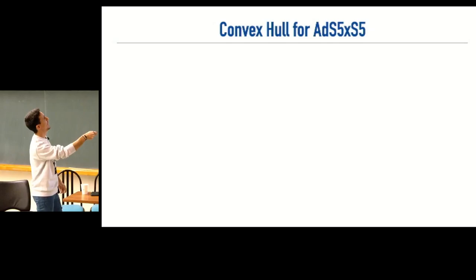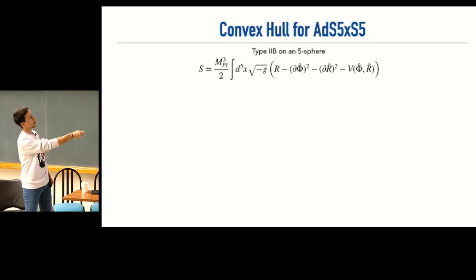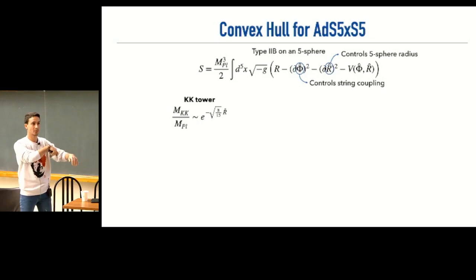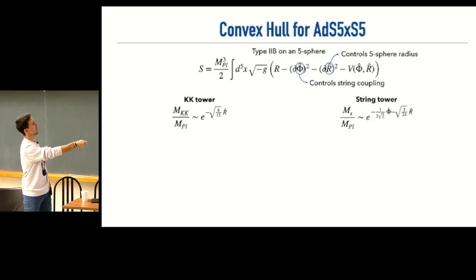So the idea is that I'm going to take type IIB, I'm going to compactify on the sphere, I'm going to write this kind of effective action where I can already use normalization. This one will control the string coupling, this one will control the S5 volume, and then I can compute how the other scales behave in Planck units, and the same for the string. And as we are used to by now, what I'm going to do is take this information and encode it in a couple of vectors.